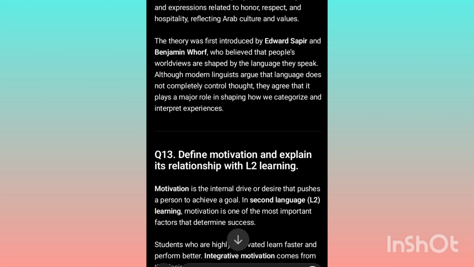The theory was first introduced by Edward Sapir and Benjamin Whorf, who believed that people's worldviews are shaped by the language they speak. Although modern linguists argue that language does not completely control thought, they agree that it plays a major role in shaping how we categorize and interpret experiences.